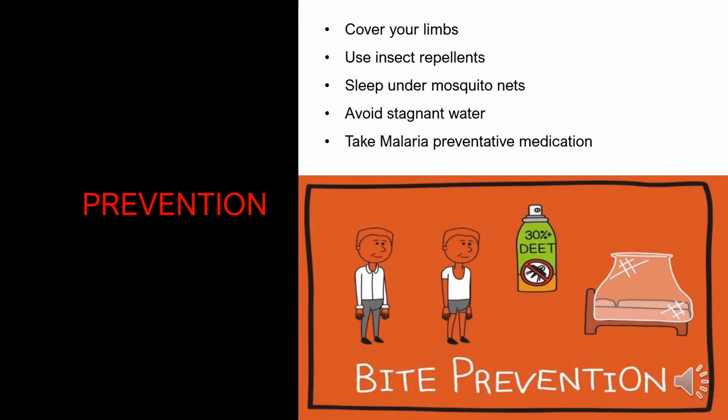Some of the most common malaria prevention techniques are cover your limbs, use insect repellent, sleep under mosquito nets, and avoid drinking stagnant water.